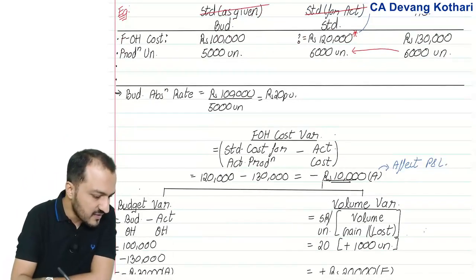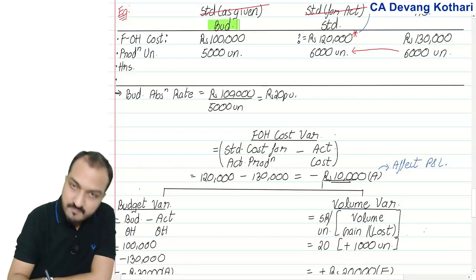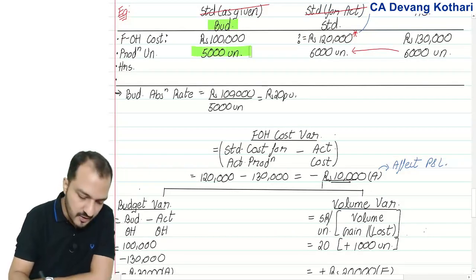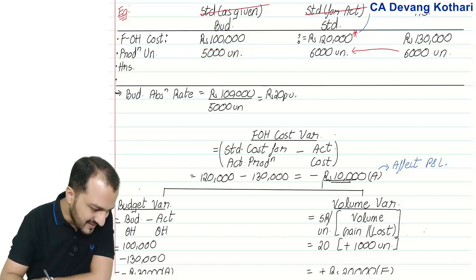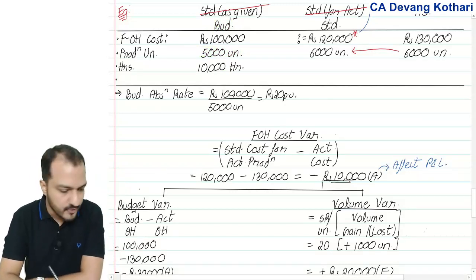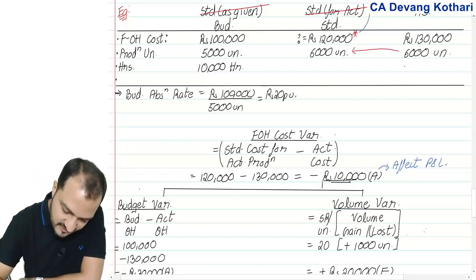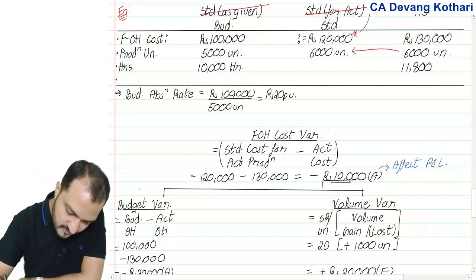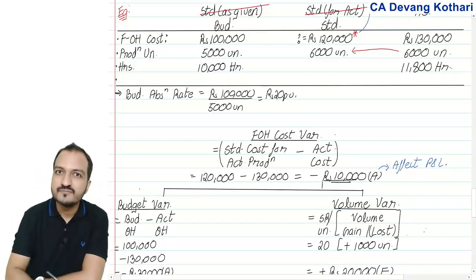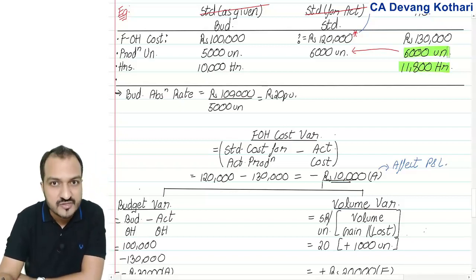Say within this example I give you more details about hours. As per the original budget, 5,000 units of production should have taken 10,000 hours of production time. Actually, you have produced 6,000 units, and for those actual 6,000 units, the actual time taken is 11,800 hours. So actually, you have worked for 11,800 hours producing 6,000 units, right?